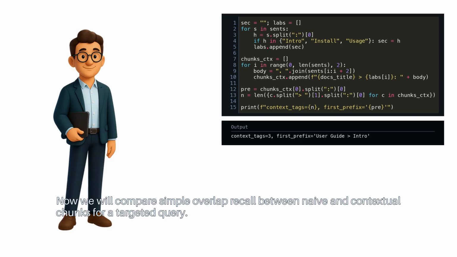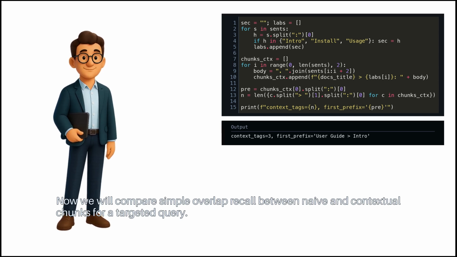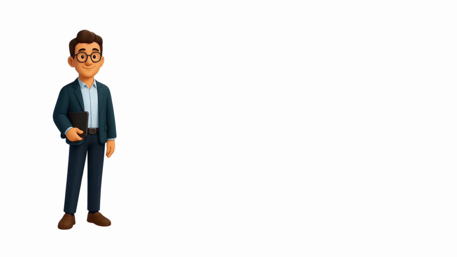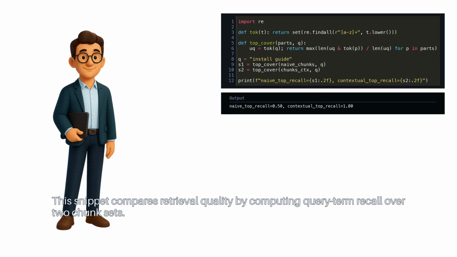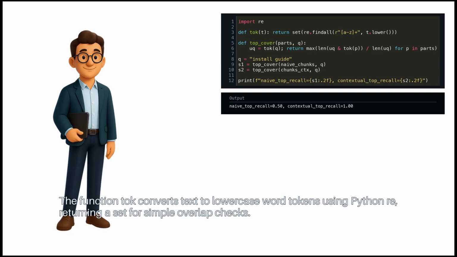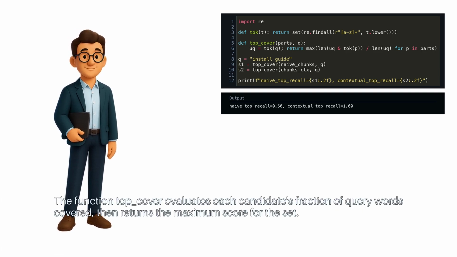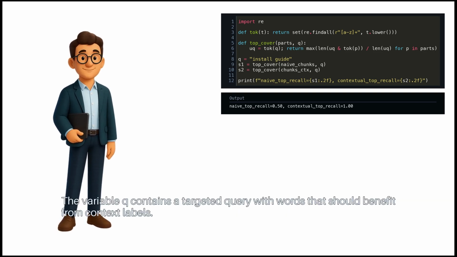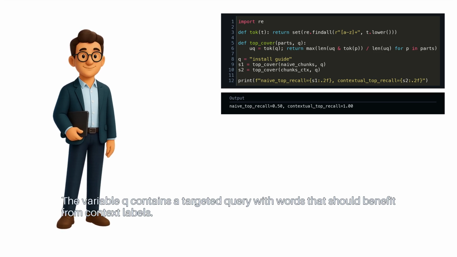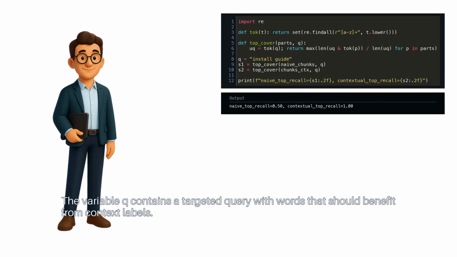Now we will compare simple overlap recall between naive and contextual chunks for a targeted query. This snippet compares retrieval quality by computing query term recall over 2 chunk sets. The function toke converts text to lowercase word tokens using Python re, returning a set for simple overlap checks. The function topCover evaluates each candidate's fraction of query words covered, then returns the maximum score for the set. The variable Q contains a targeted query with words that should benefit from context labels.